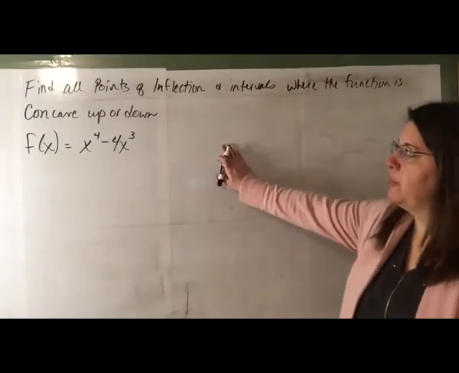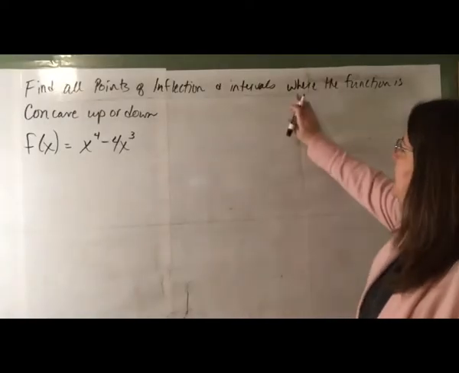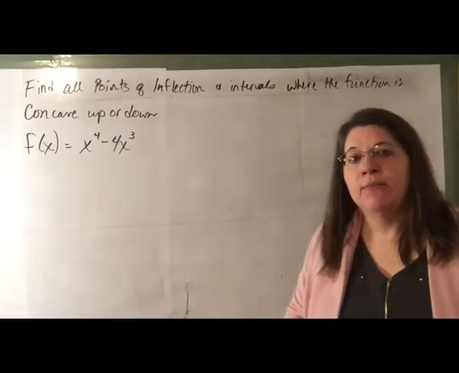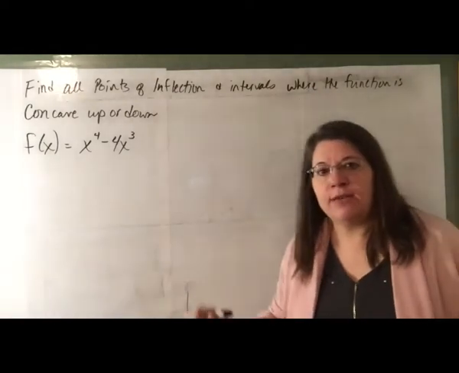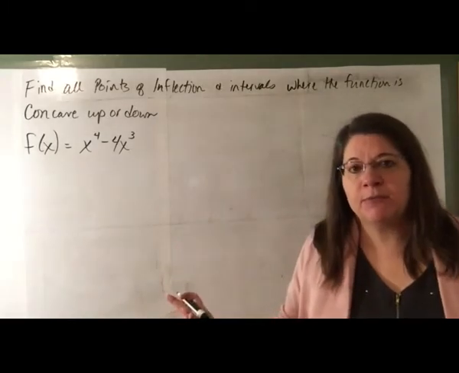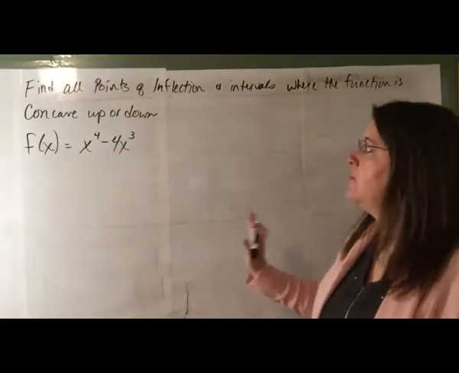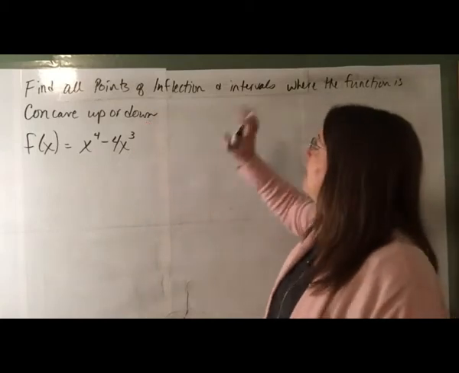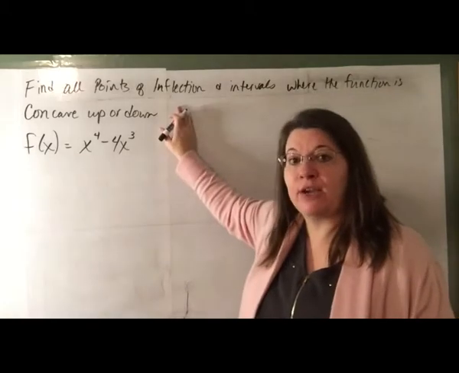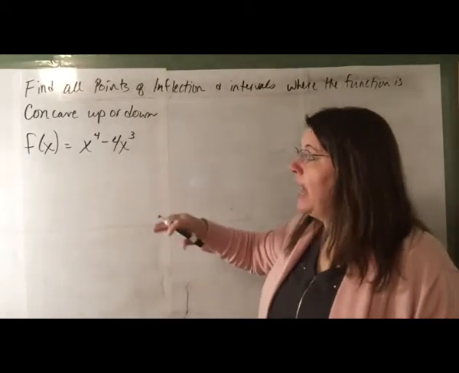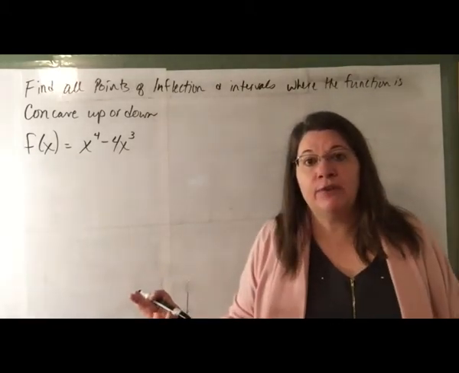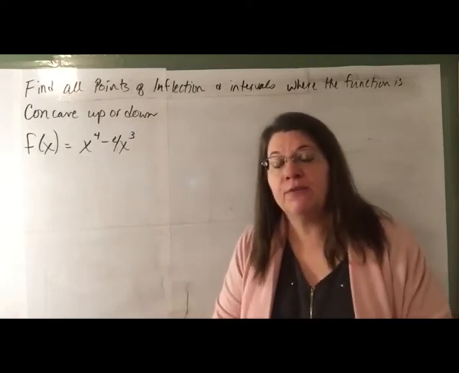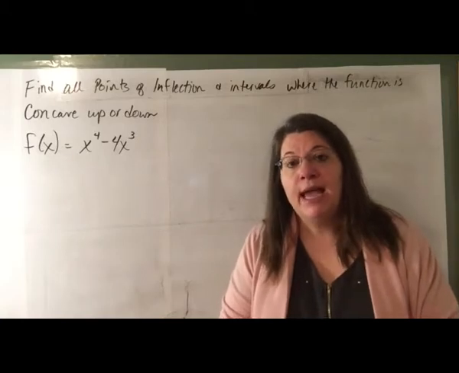So here's our first example. It says find all points of inflection and intervals where the function is concave up or concave down. Now, I could find where the function is increasing and decreasing. I could find the relative maximums and minimums. I could do all that, but it's not asking me for any of that. All it's asking me for is where it's concave up or concave down and to find where points of inflection are. So I'm just going to go straight to my second derivative because I know the first derivative tells me about increasing and decreasing, but the second derivative tells me about points of inflection and concavity.